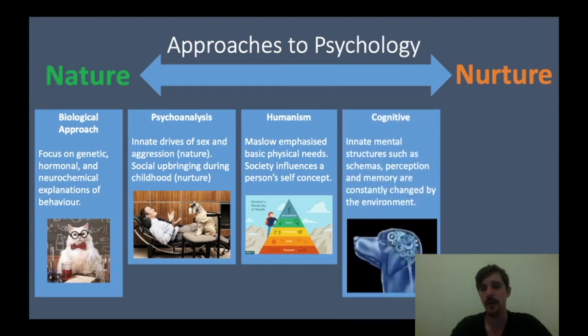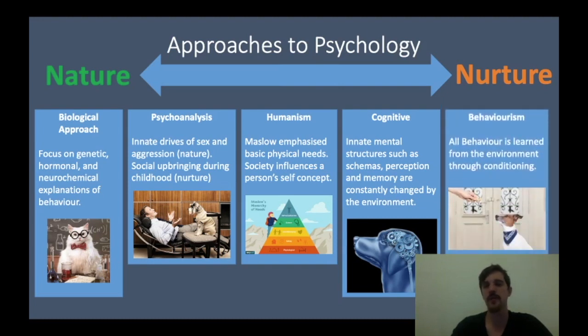Whereas the cognitive approach is starting to get up to more of the nurture side. So there are some innate mental structures there, but these are changed very easily through the environment. And then behaviorism is the extreme nurture side, where everything is learned through the environment and through conditioning.